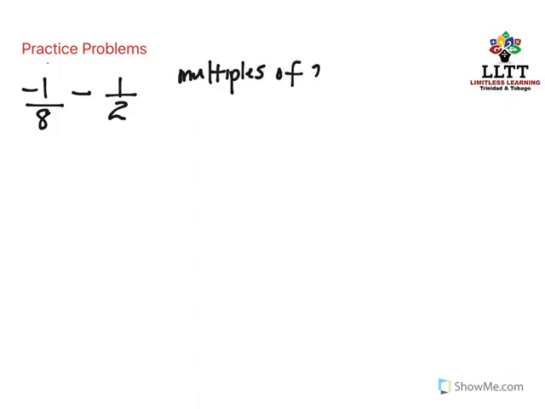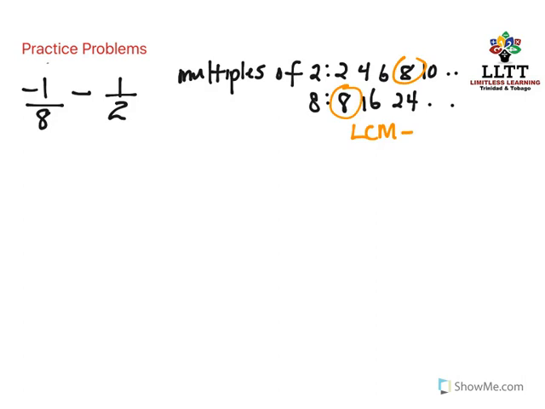So we're looking for multiples of 2 and then multiples of 8. My multiples of 2 would be 2, 4, 6, 8, 10, and so forth. And my multiples of 8 will be 8, 16, 24, and so forth. And the lowest common number between both of them will be 8. So my LCM is going to be equal to 8. Great. I already have one fraction which already has a denominator of 8, so I'm not too worried about that.